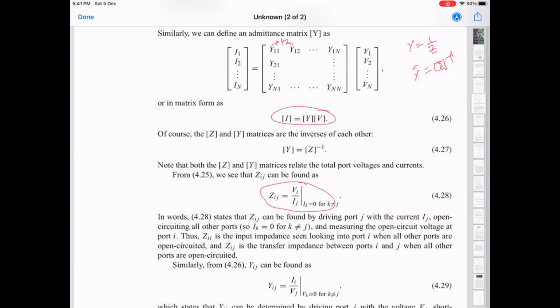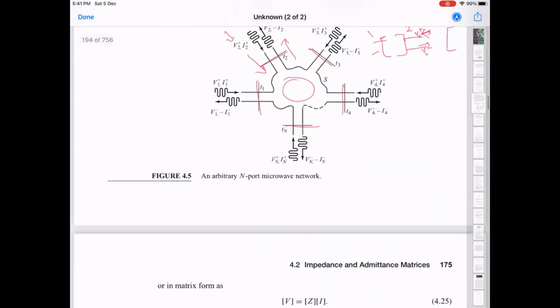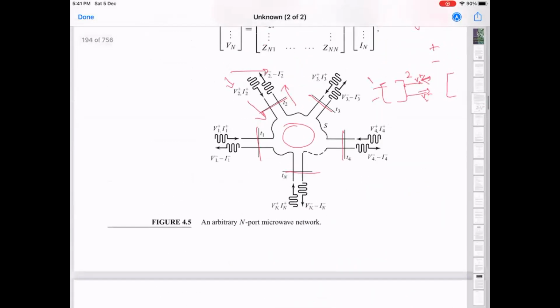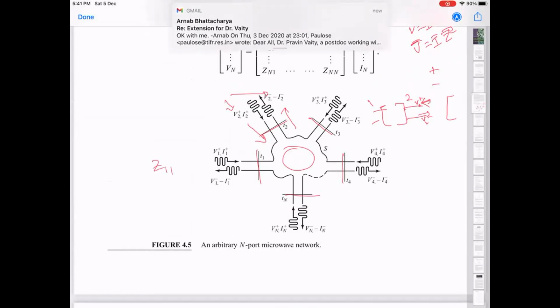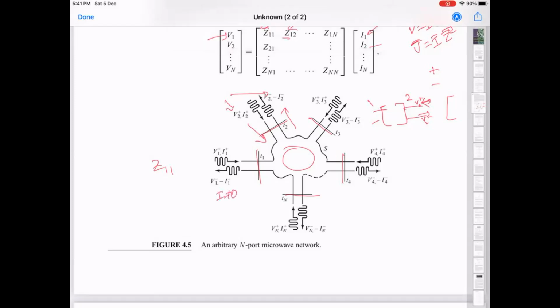Okay. So if you're looking at a particular terminal, let's say V1, and you're interested in Z11, then you can only apply a current I in this port. So I is not equal to 0 for this port, and then you measure the V, but you don't send any currents in the other ports. And how does one ensure that there are no currents flowing in the other ports?